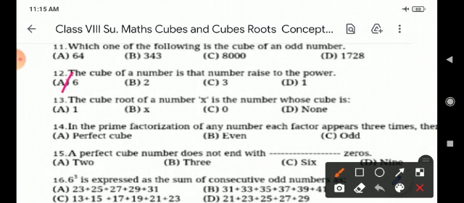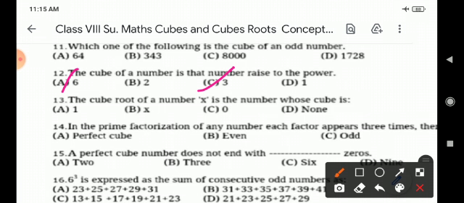Question number 12. The cube of a number is the number raised to the power, that is 3. Cube of a number is that number raised to the power 3.